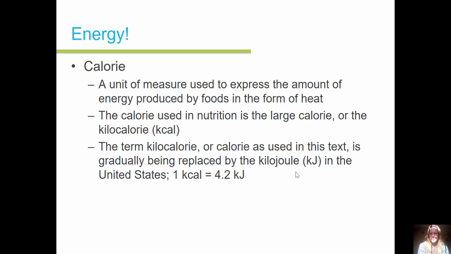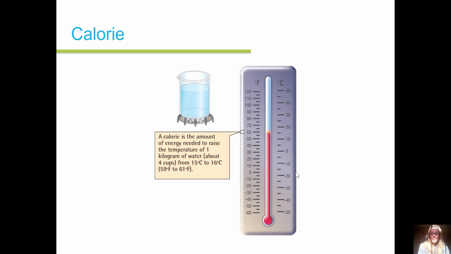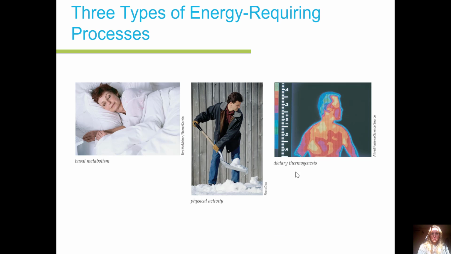Okay, so a calorie used in nutrition is the large calorie or a kilocalorie. So kcals are used interchangeably with that word calorie quite often. So a calorie is the amount of energy needed to raise the temperature of 1 kilogram of water, which is about 4 cups of water, from 15 degrees Celsius to 16 degrees Celsius. So again, in our world of nutrition, when we talk about energy, energy comes in the form of calories. And remember, our energy yielding nutrients are carb, protein, and fat.